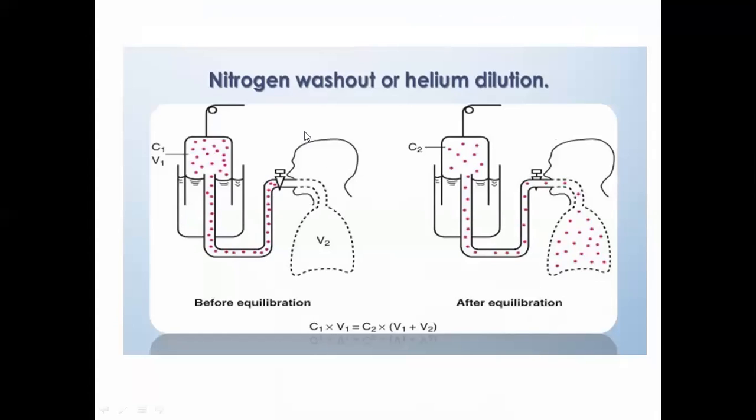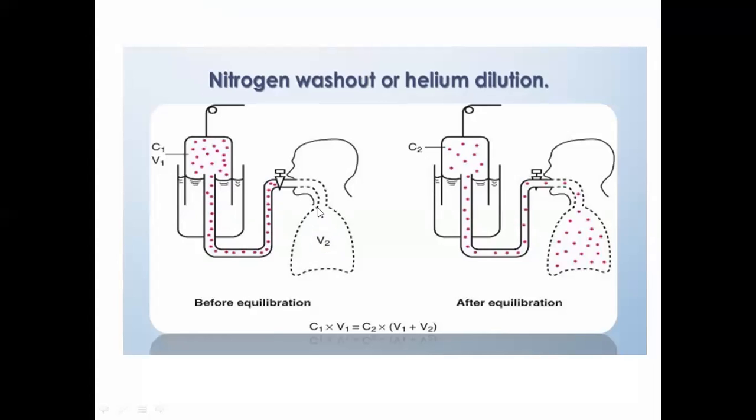See here, this is a nitrogen washout or a helium dilution. It is the same methodology, but using different materials, so nitrogen and helium, two gases we are using. Before equilibrium, we have a concentration of C1 and volume V1. This is the gas which is present in the spirometer, and once this gas is here, this is V2.